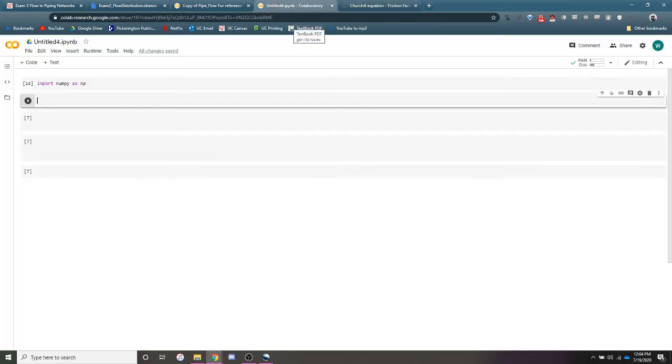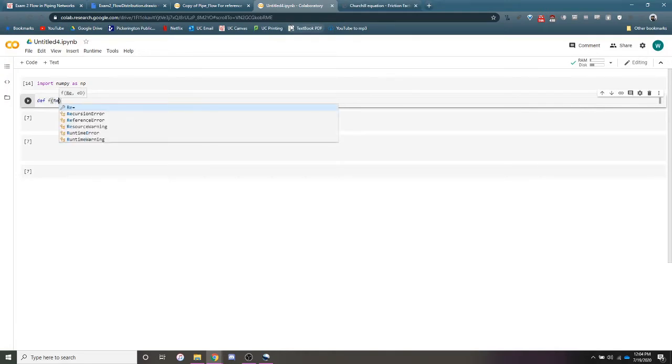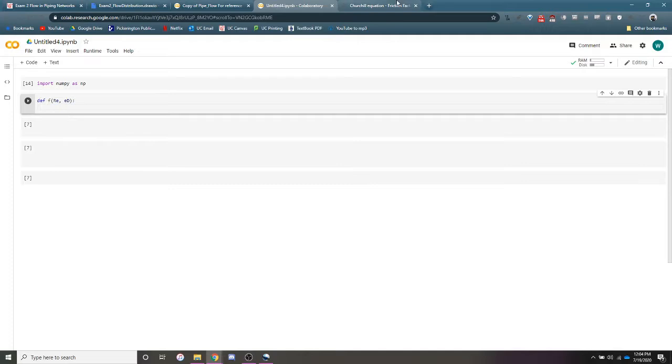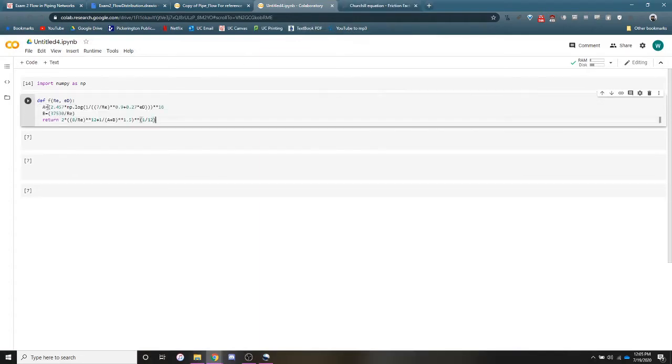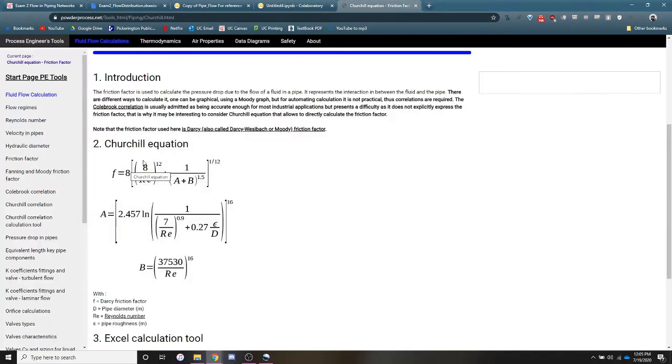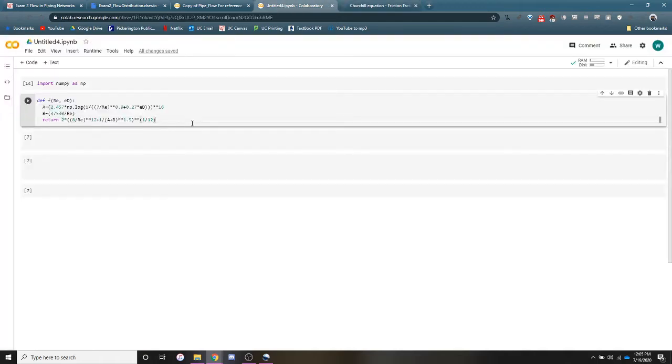So what this looks like is: define f to take the inputs, the Reynolds number and e over D. And we just need to copy this over, and I'm going to do it off camera and cut to it because that takes way too long. So we see here we take e over D as the variable, we calculate A, we calculate B, and we return 2 times this number, because it's 2, not 4 or 8, since we divide by 4 to get from Darcy to the one we actually need. So we have this. Cool.